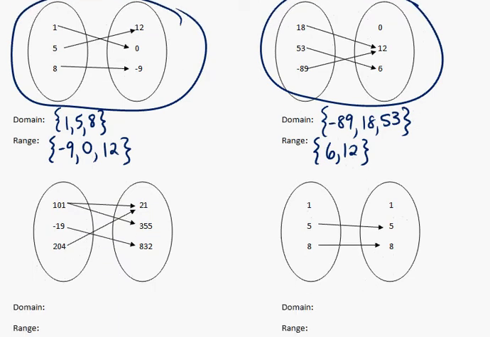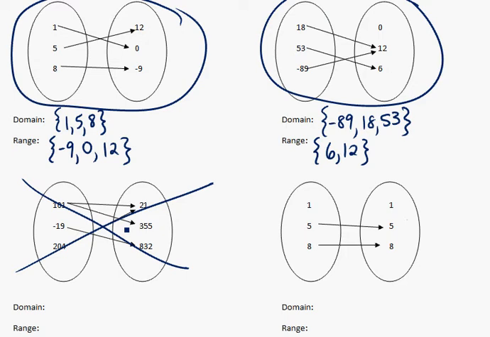Now let's check out this third relation. Does 101 correspond to exactly one output? Nope, it corresponds to 2 different outputs. So right away I can eliminate this as being a function. Hopefully you see the difference between this one and the second one. Even though 18 corresponded to 12 and -89 also corresponded to 12, this one was still a function. This example was different because 101, the input, corresponded to 2 different outputs. And that means that while it's still a relation, it's not a function.